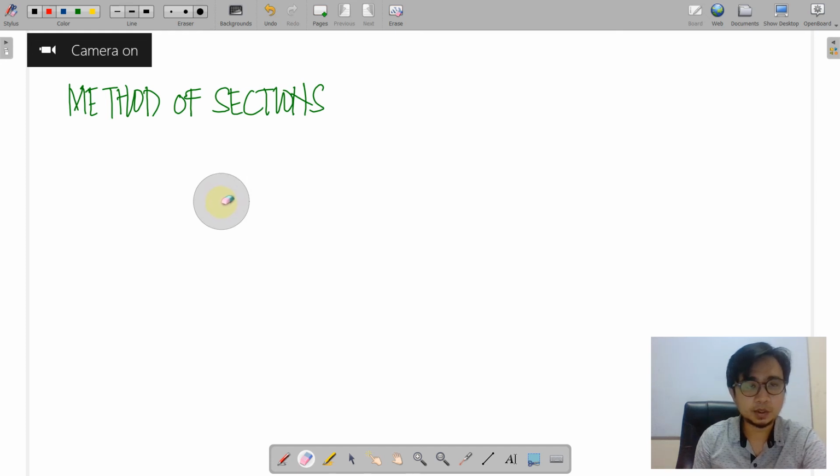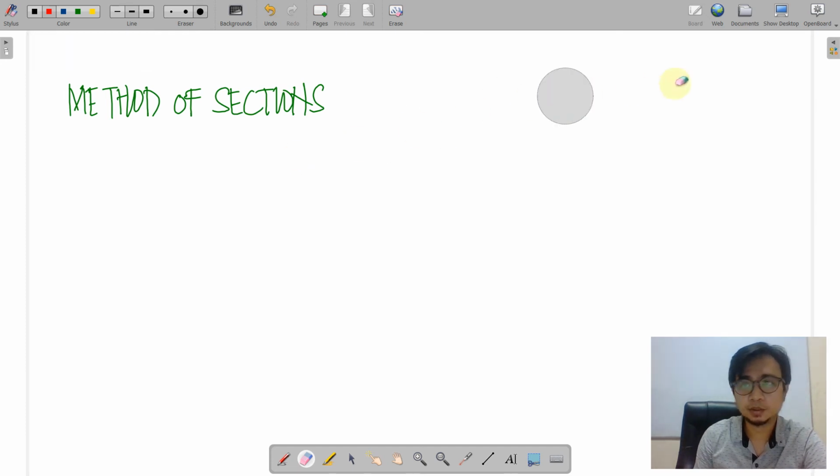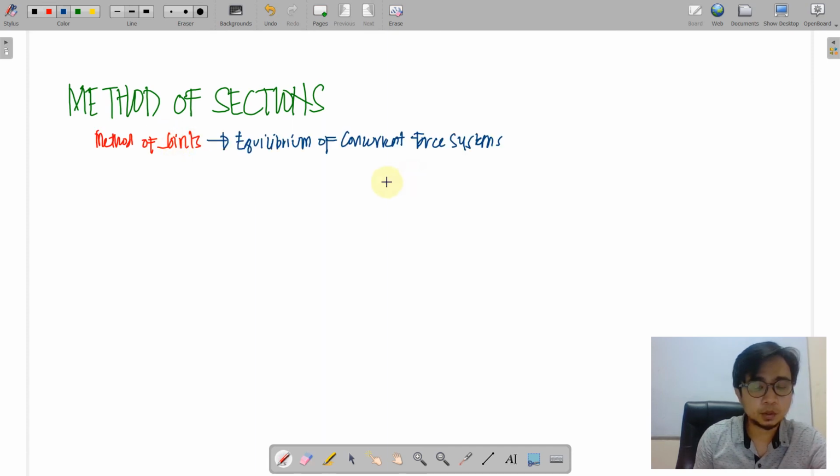So welcome again to our next session. Today we are going to have the method of sections. We are still on truss analysis. Previously we had the analysis through method of joints, okay, where we had applied equilibrium of concurrent force system, meaning the forces will intersect at a single point. So we have that in our method of joints.